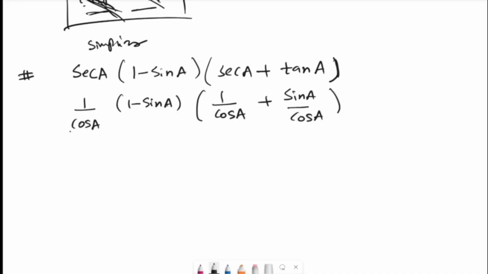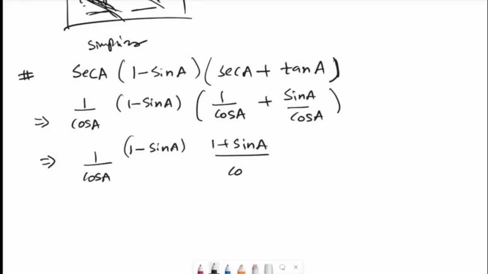Now, this I rewrite again. Implies 1 over cos A. I'm not going to touch these two, 1 by sine A as it is. Now here, what do we have? 1 plus sine A by cos A, 1 plus sine A divided by cos A. I think we're going somewhere. It's becoming warmer. Now, if you look closely, A minus B, A plus B.